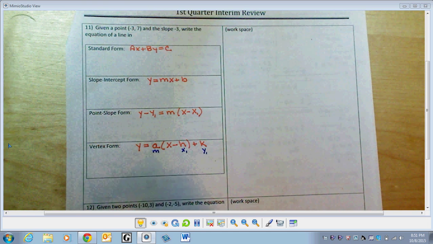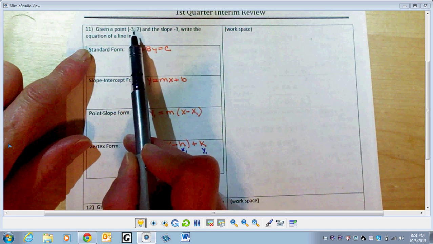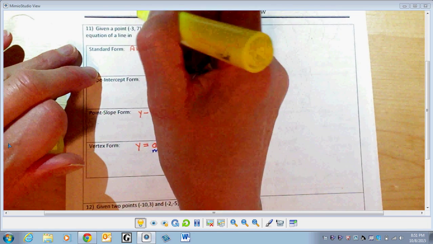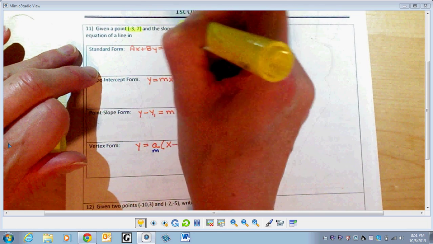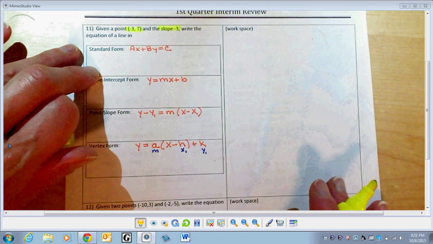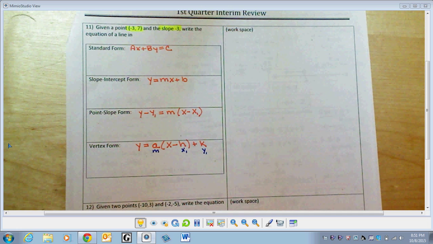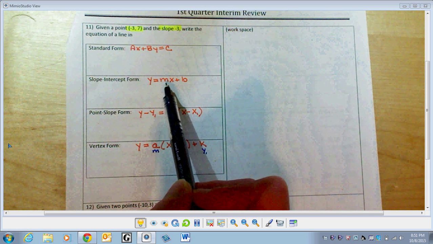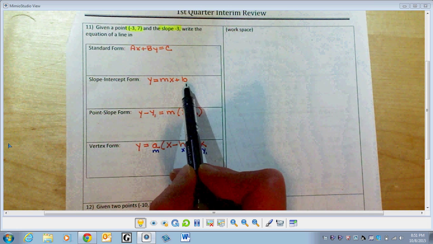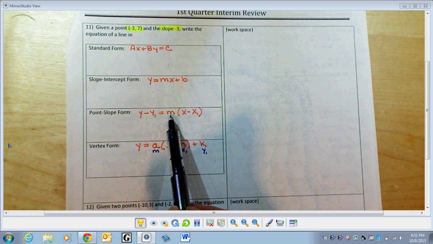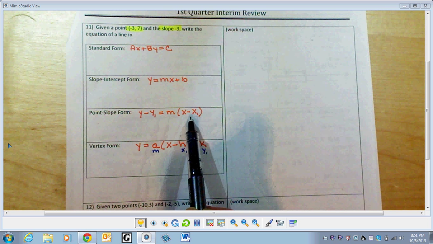So what are we given? We're given a point and we're given a slope. So when I'm looking at this, if I'm given a point and a slope, that means I want to find the equation where it's easiest for me to figure out the line. Well, slope-intercept form gives me a slope, but it needs a y-intercept. I don't have that, do I? Oh, here I have a slope and I have a point. So I'm going to use point-slope form first.